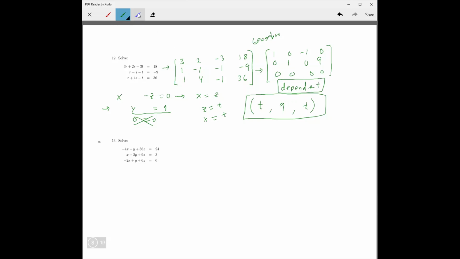Okay, let's look at number 13. So here, -4, -1, 36, 24 for the first row, 1, -2, 9, and 3 for the second row, and -2, 1, 6, and 6 for the third row.